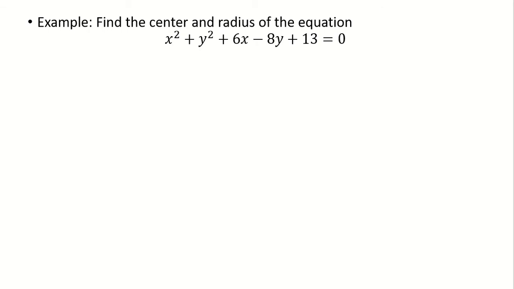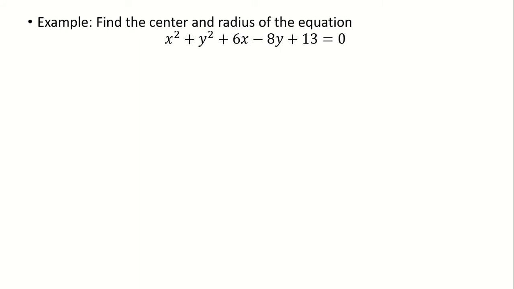In this video, we will solve this problem: find the center and the radius of the equation x squared plus y squared plus 6x minus 8y plus 13 equals 0. So first of all, we're talking about a circle here, right? This is not in the standard form of a circle.